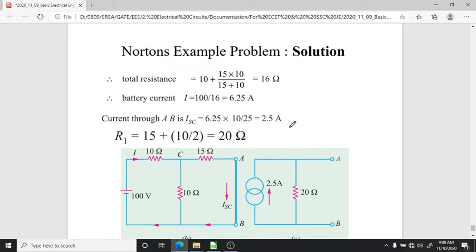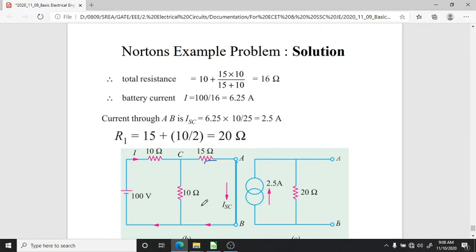Okay, in the first step, short the A and B load terminals. This is the short circuit current, which is also called Norton's current. Now after shorting, calculate the total resistance. Okay, total resistance is 15 ohm.